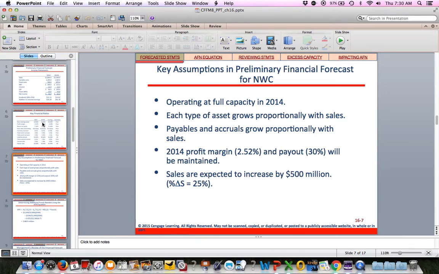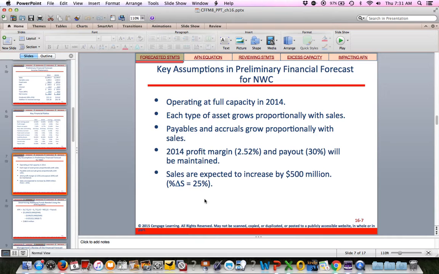So some key assumptions in the preliminary financial forecast for net working capital. We're assuming that we're at full capacity in 14. So that means if we want to grow sales, our capacity will have to go up. So each type of asset grows proportionally with sales. Payables and accruals grow proportionally with sales, and then the 14 profit margin and payout ratio will be maintained. And sales are expected to increase by $500 million, so the percent change in sales down here is 25%.